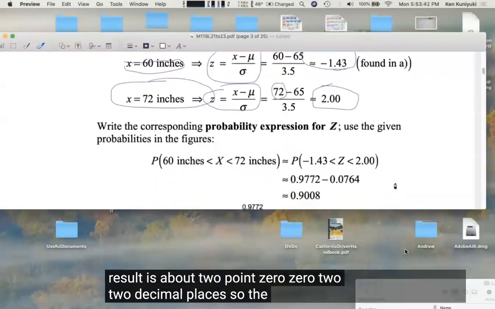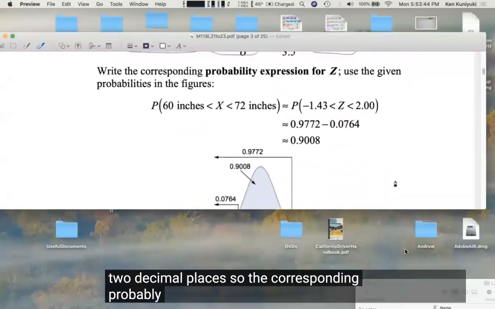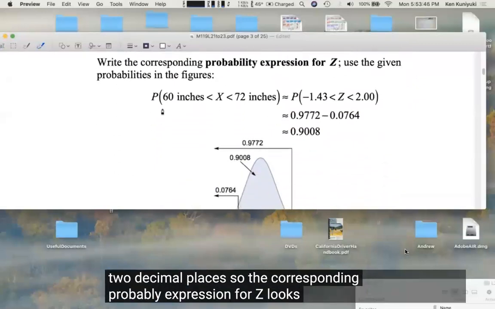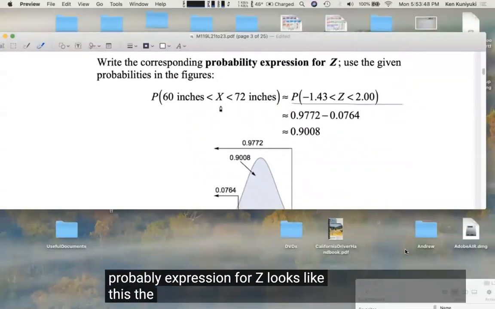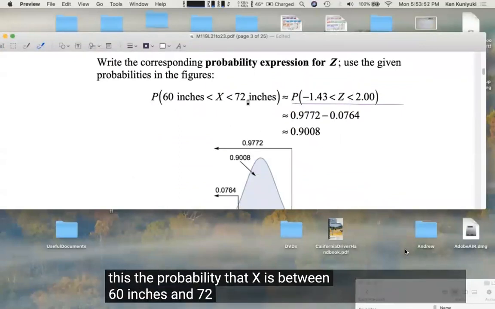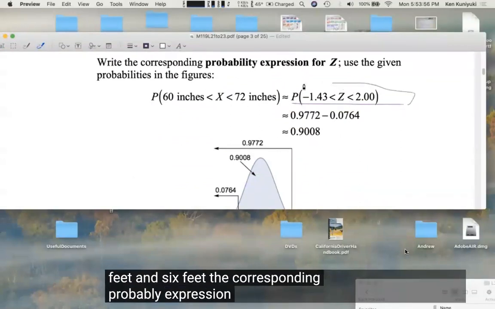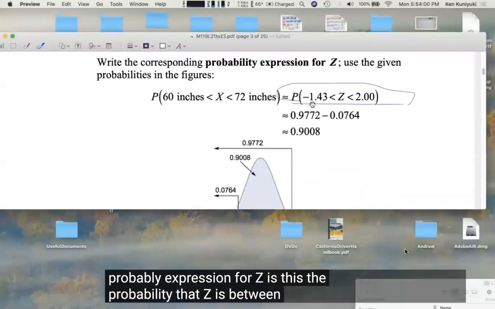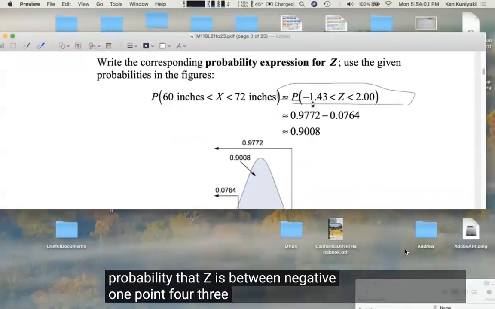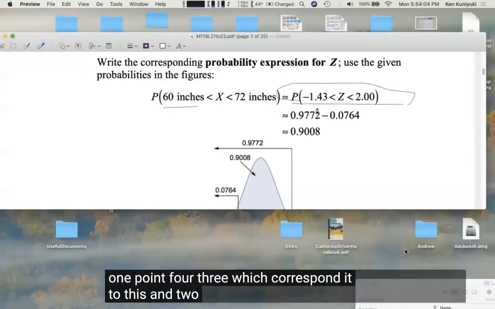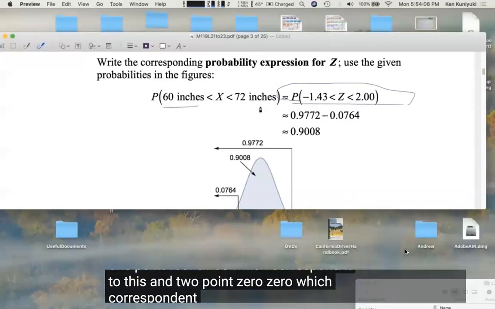So the corresponding probability expression for Z looks like this. The probability that X is between 60 inches and 72 inches, between 5 feet and 6 feet, the corresponding probability expression for Z is this: the probability that Z is between negative 1.43, which corresponded to this, and 2.00, which corresponded to that.